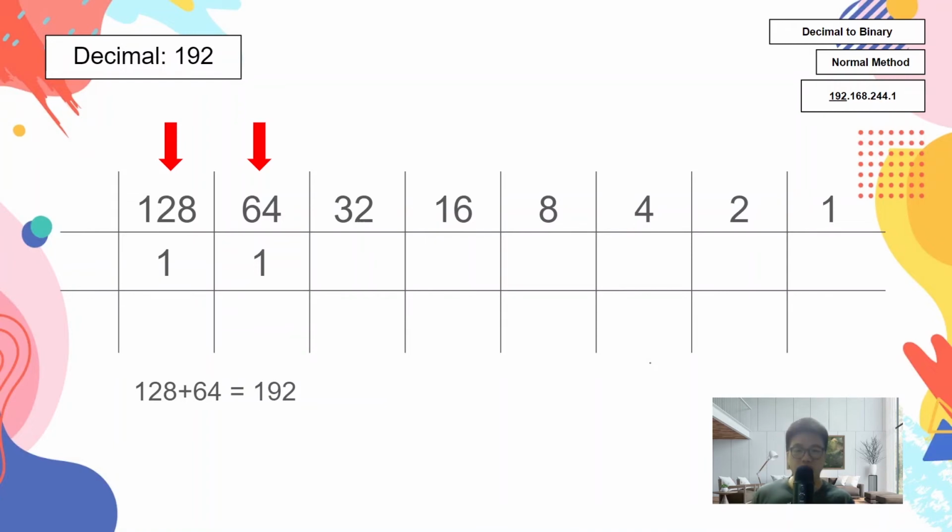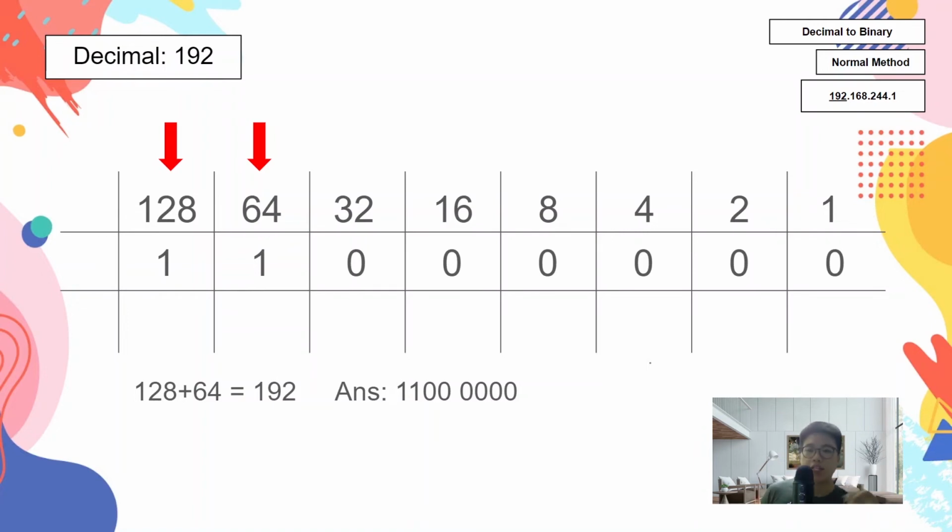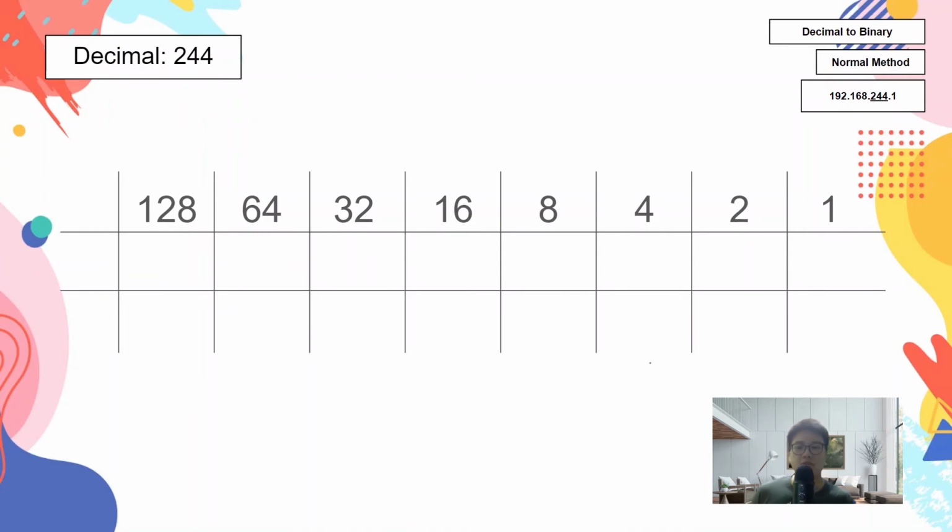So the numbers that you add up are represented as 1, and the rest can be filled up with 0. The answer is 1100 0000. You can see here it's actually 8 bits long, there are 8 digits in the binary. That's why, as I mentioned earlier, each number in an IPv4 address is 8 bits long. Next, I'll give you another example, which is decimal 244.